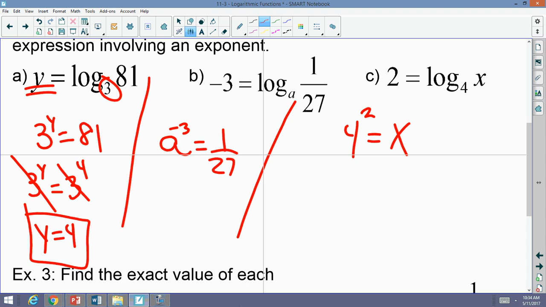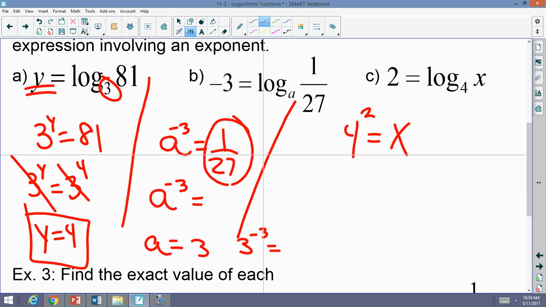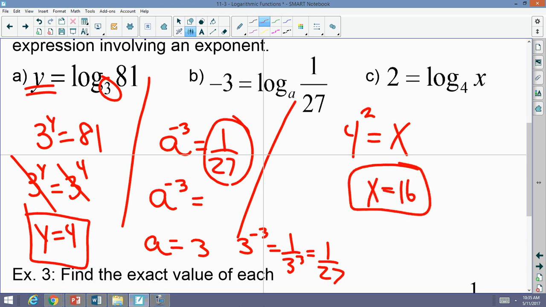Now, a to the negative 3rd. I know that if I have a to the negative 3rd, it brings it down. So let's see this. I have a to the negative 3rd equals 1/27. What number to the negative 3rd power will give you 1/27? Yeah, 3, right? So a will equal 3, because 3 to the negative 3rd power equals 1 over 3 cubed, which equals 1 over 27. So my a is 3. Does that make sense? And of course, last but not least, x equals 16. So as much as this looks crazy, it's amazing. It's really simple, very easy, and I think it's kind of fun.